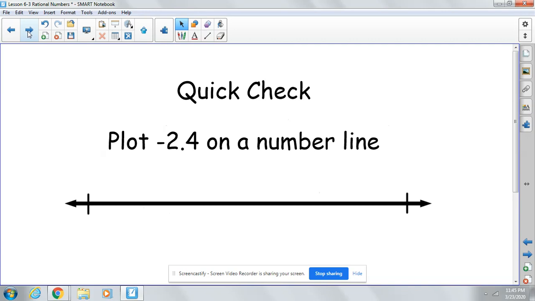In this one, you have the decimal negative 2.4. This might be a time where you get out a piece of paper and try to plot this on your own. So I'm going to give you a second to plot that on your own, and then I'll show you the answer in a minute.